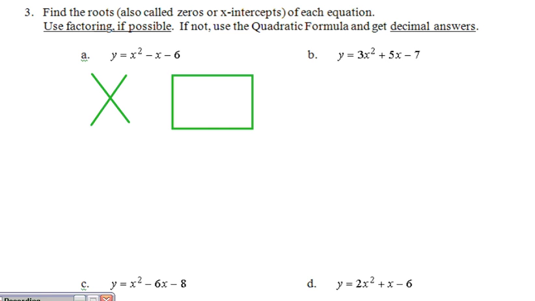Here's problem 3, all about finding the x-intercepts of a parabola or quadratic equation by either factoring or quadratic formula. And according to the directions, you have to factor if it's possible to factor. If it's not possible, then you proceed on to the quadratic formula.